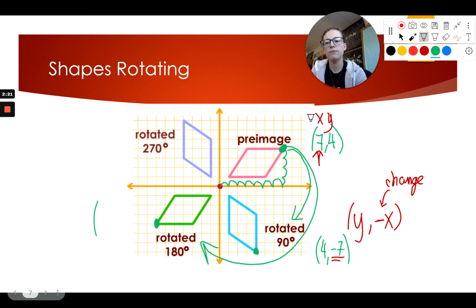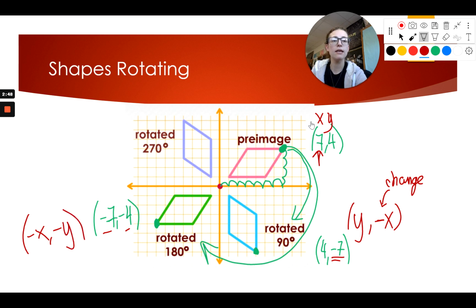Going back to this first point, if I rotate 180 degrees, this would now be the corner, and my new ordered pair is at -7, -4. Notice how this time my x and y values did not switch because the 7 is still in the x place and the 4 is still in the y's place. However, they did both change from positive to negatives. So here is that algebraic expression. We have -x, -y.